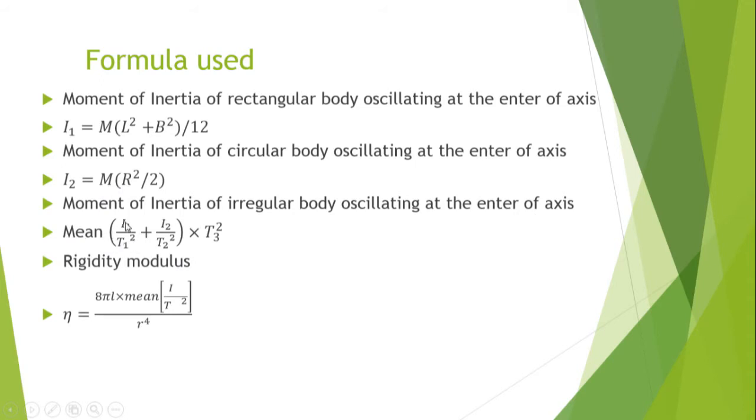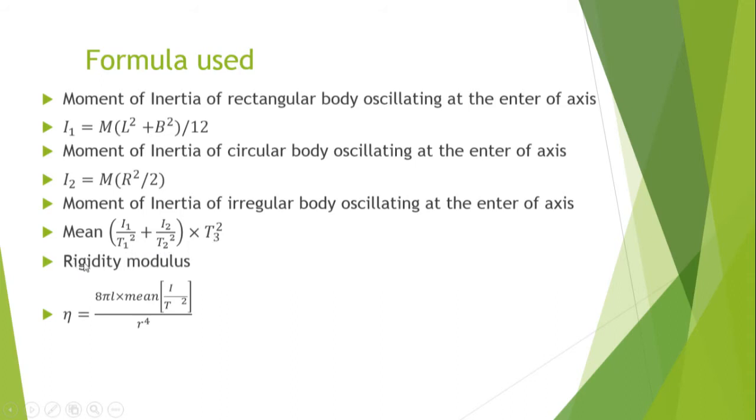So we can take the mean of I by t square: I1 by t1 square, where I1 is the moment of inertia of the rectangular plate and t1 is the time period of oscillation of the rectangular plate. I2 by t2 square, where I2 is the moment of inertia of the circular disc and t2 is the time period of one oscillation of the circular disc. And t3 is the time period of one oscillation of the irregular object. T1, T2, T3 are the time periods of the rectangular plate, circular plate and irregular object.